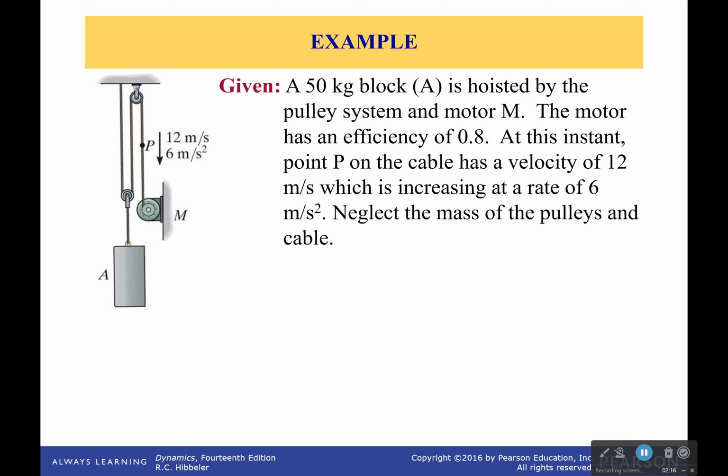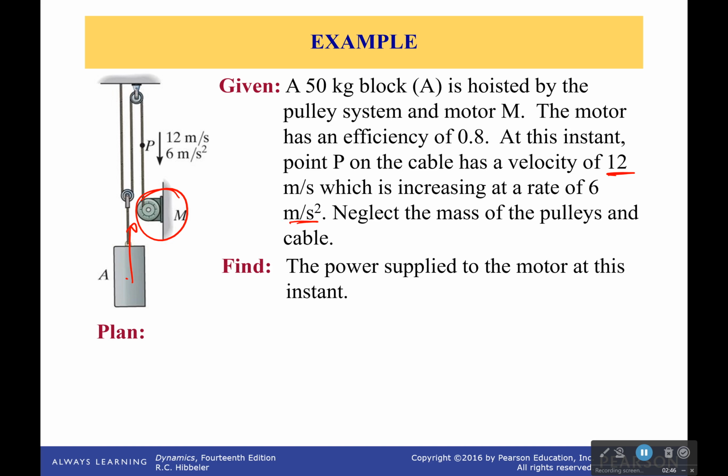It's our very first example, and I want to make sure you actually know how you're doing this. So what we have here is a 50-kilogram block, and it's hoisted by the pulley system in motor M. That's hoisting it. That block is moving, and it's moving up. At this instant, point P on the cable has a velocity of 12 meters per second, which is increasing at a rate of 6 meters per second squared. And what do we want to find? Well, we want to find the power supplied to the motor at this instant. Ooh, interesting.